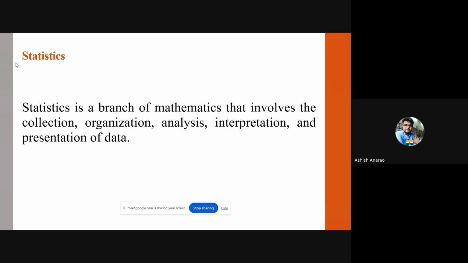Now the next step is the analysis. After organizing data, or after the tabulation is done, what we do is analyze the data. How do we analyze the data?